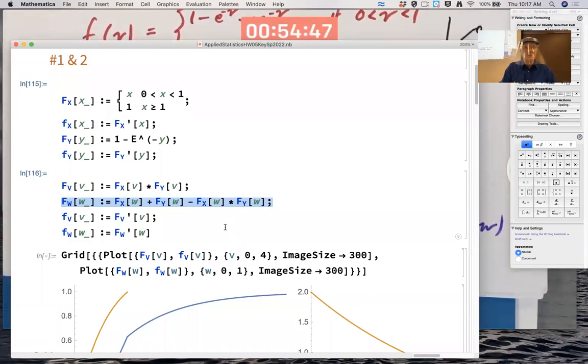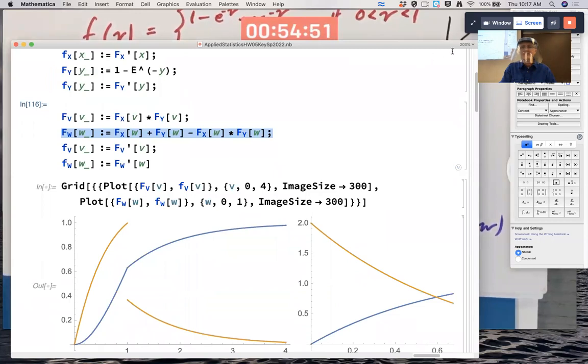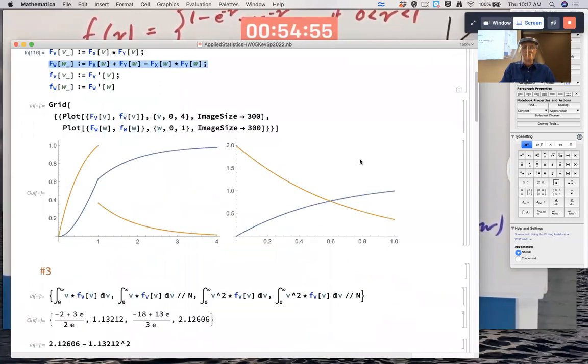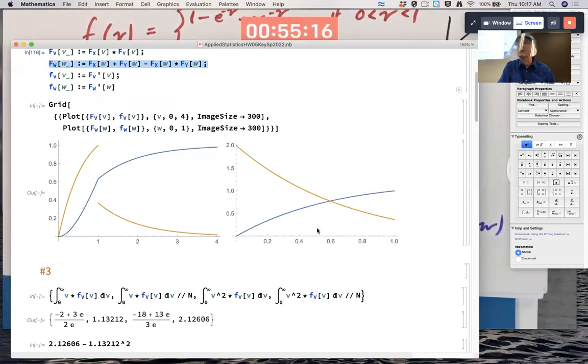Then I differentiated them to find their PDFs and I made graphs. The one on the left is for the maximum. The one on the right is for the minimum. Minimum's got to be between 0 and 1, by the way. X is uniform 0, 1. It never goes bigger than 1. Y could be bigger than 1, but you're taking the min, so you're never going to get a min bigger than 1. So the domain of W is 0 to 1.